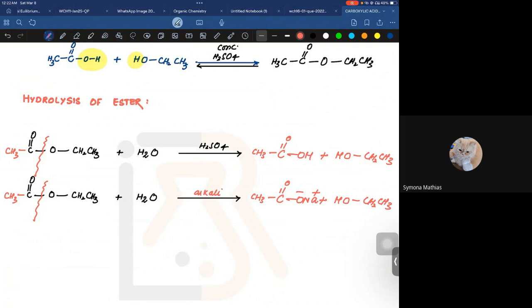That's all about this chapter, carboxylic acid and esters. Then inshallah we will be doing the past papers.